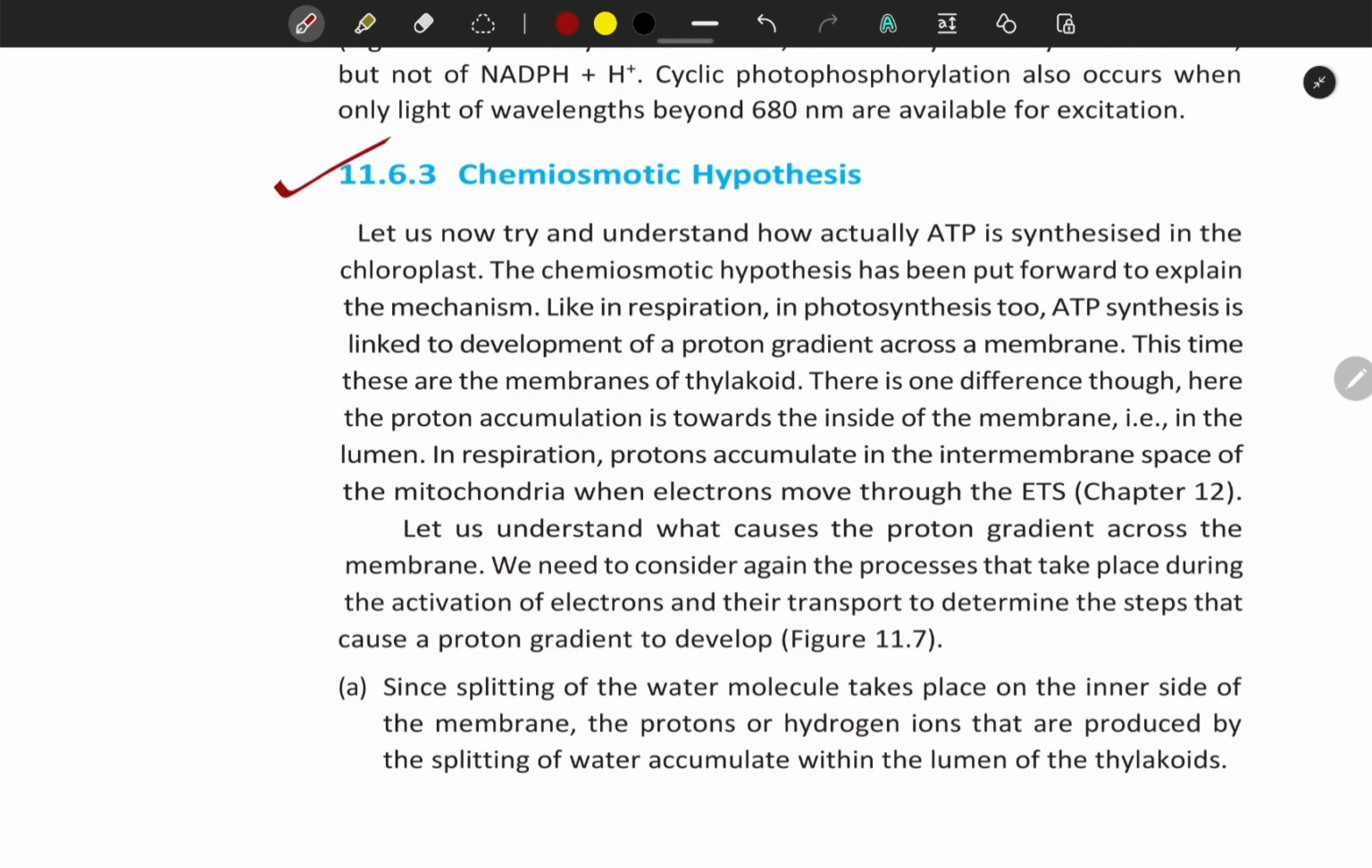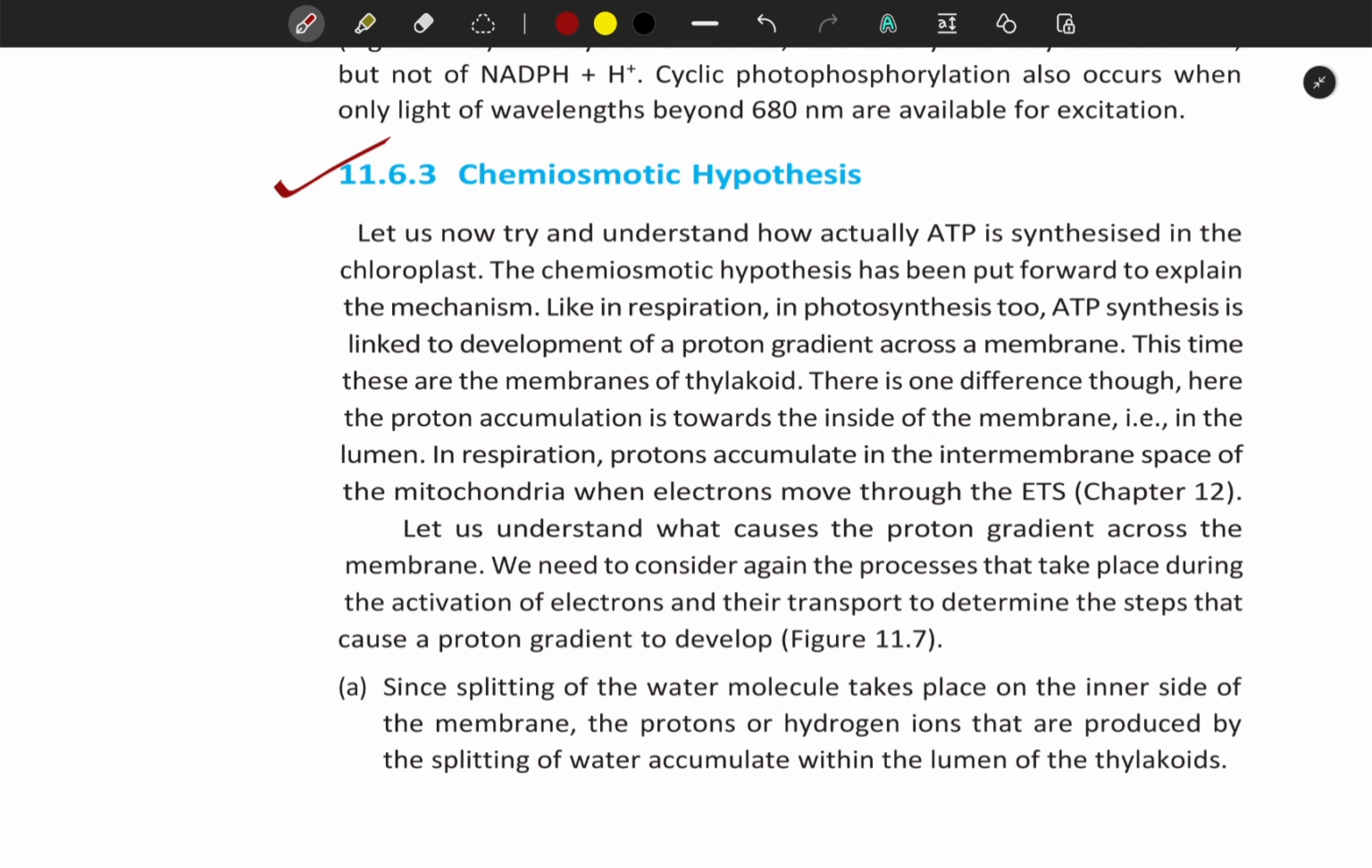11.6.3 Chemiosmotic Hypothesis. Let us now try and understand how actually ATP is synthesized in the chloroplast. The chemiosmotic hypothesis has been put forward to explain the mechanism. Like in respiration, in photosynthesis too, ATP synthesis is linked to the development of a proton gradient across a membrane. This time, these are the membranes of the thylakoid. There is one difference though. Here, the proton accumulation is towards the inside of the membrane, that is, in the lumen. In respiration, protons accumulate in the intermembrane space of the mitochondria when electrons move through the ETS.